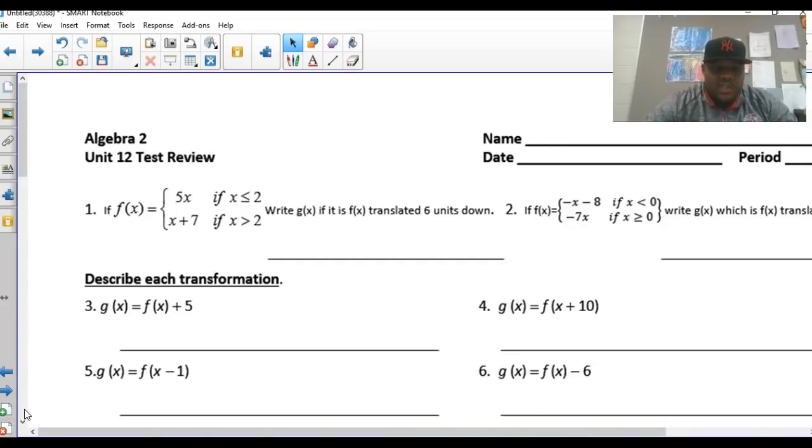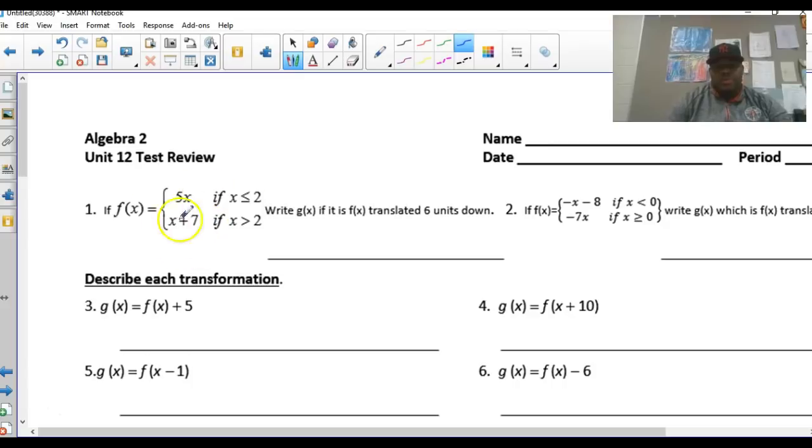All right, this first part here, we are going to take this piecewise function, and we need to write a new function for it. So here's the piecewise function. It says write g of x. If f of x is translated 6 units down. So guys, remember, 6 units down means you have f of x, and you're going to move it down -6. All right, so simple. That's f of x. We're going to move it down 6.